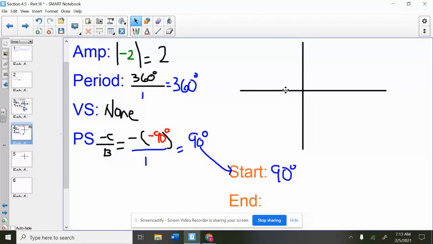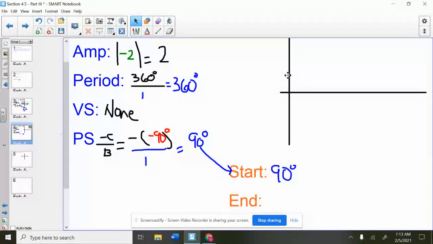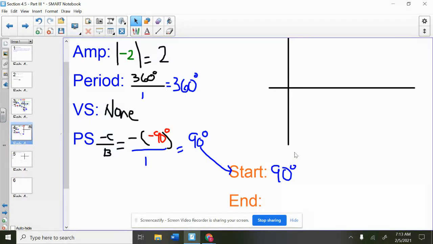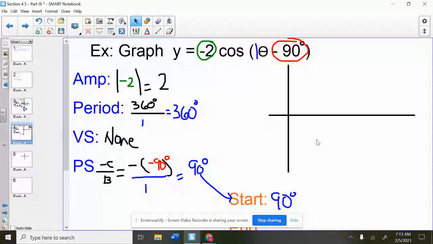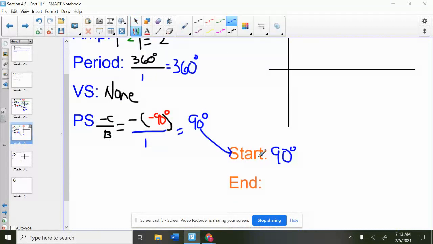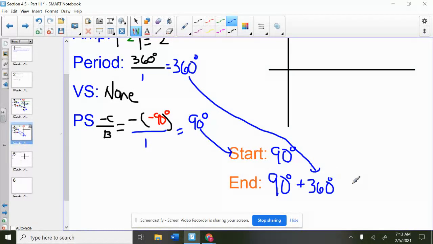And I can kind of adjust this a little bit by moving this guy a little bit that way. That's what we're probably going to have to do here. And so this thing's going to start at 90 degrees. So somewhere over here, start at 90 degrees. Now to find out where it ends, I have to take that 90 degrees as we talked about, and I'm going to add to it what the period is. Like that. And so that gives me 450.